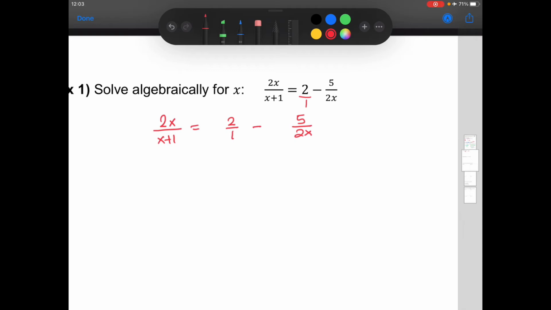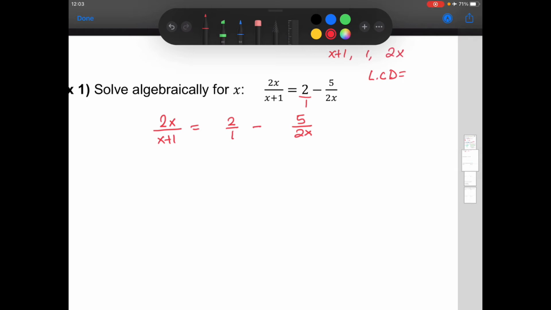For example 1, it says solve algebraically for x. So again, how do I know this is a rational equation? Because I see some variables in the denominator, there are some fractions, so that's why it's a rational equation. So now, I can rewrite 2 over 1 as a fraction. Now the first thing I told you is to do what? Find the LCD. So I'm going to write all my denominators. It's x plus 1, 1, and 2x.